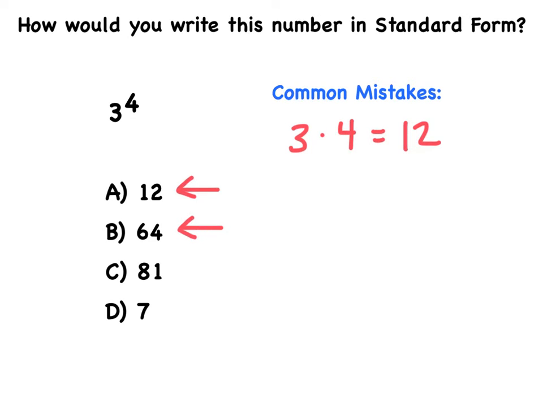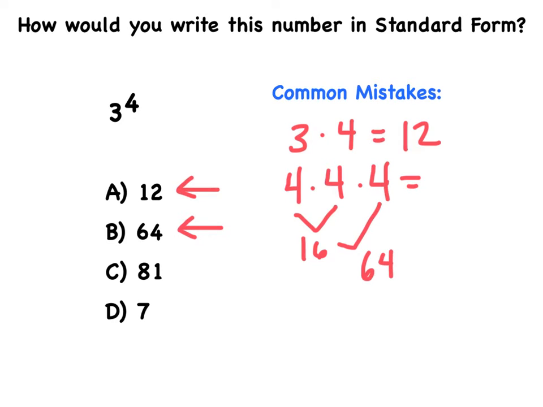For answer B, they took 4 to the third power instead of 3 to the fourth power. So they said 4 times 4 times 4 instead of 3 to the fourth power. The answer to this would be 4 times 4 is 16. 16 times 4 is 64. For answer D, they added the two numbers. So they said 3 plus 4 equals 7. These are all wrong.